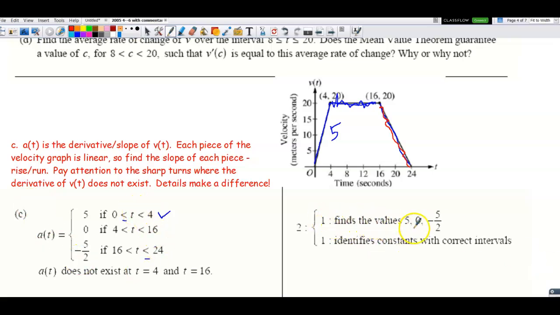So 1 point for finding the values, the 3 slopes, and you have to have all 3 of them correct, and 1 point identifies the constraints with the correct intervals. You don't have to state that a of t does not exist at t equal to 4 by not putting an equal to here and not putting an equal to here and here and here. You're not locking those in to have an acceleration at those points. So if you put the equal to's, you're not getting the second point.